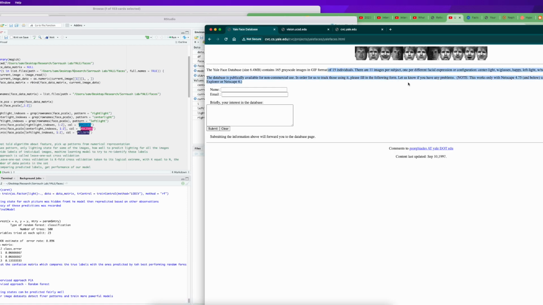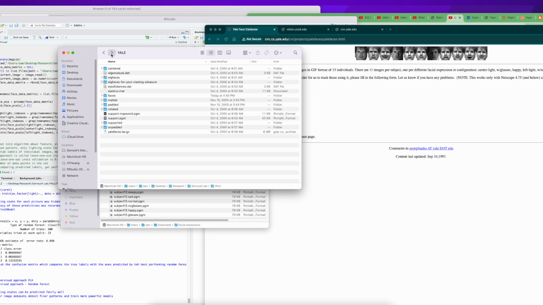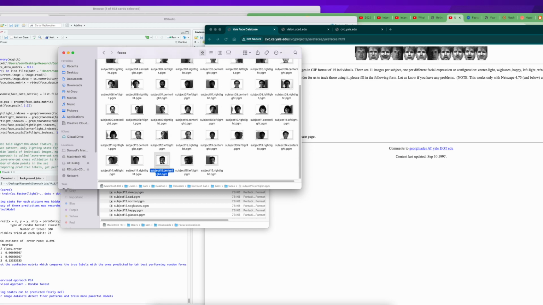So what I did is I did download all these individuals, and then I stored them in my folder right over here. So here are the faces, and what I did is I want to use image processing technique and detection, but instead of facial expressions, what I want to predict, I chose is the configuration of the light. So I cleaned up the images to only the images that had configurations of light, and then I was left with about 45 images.